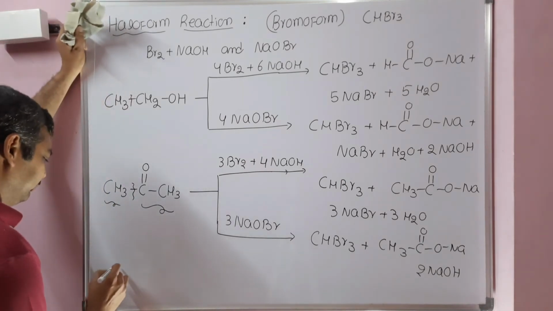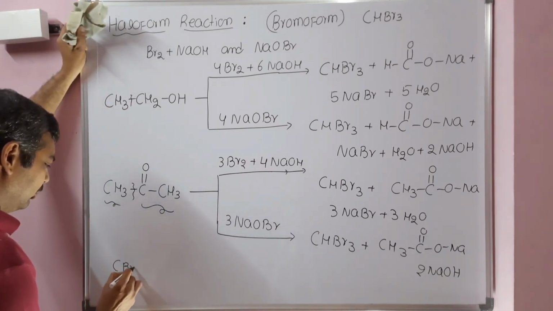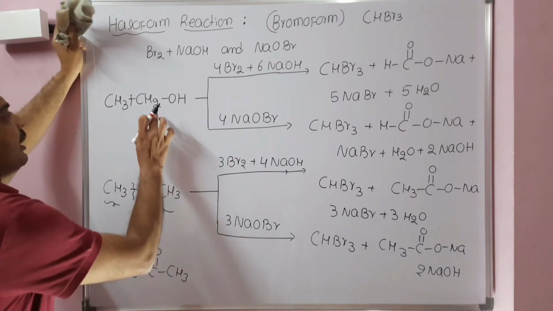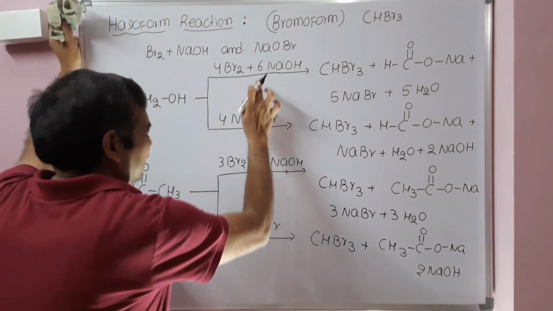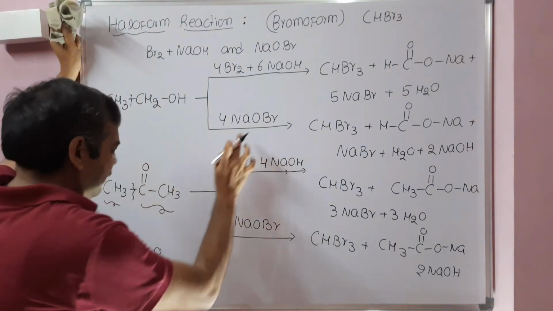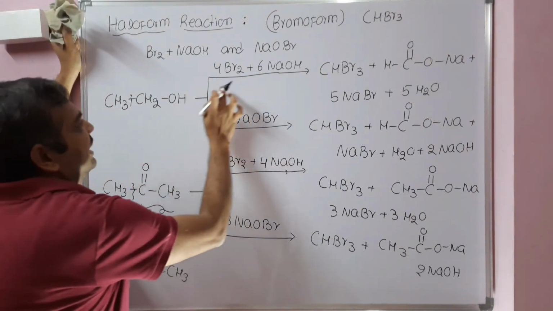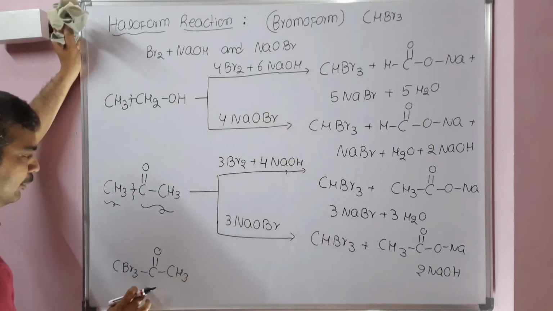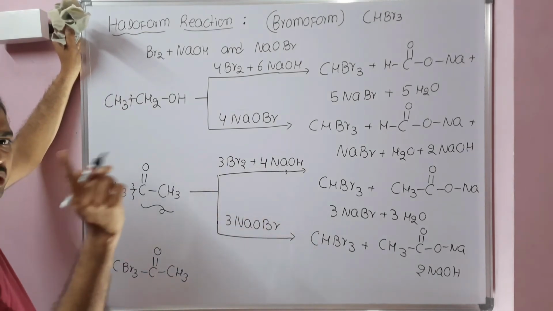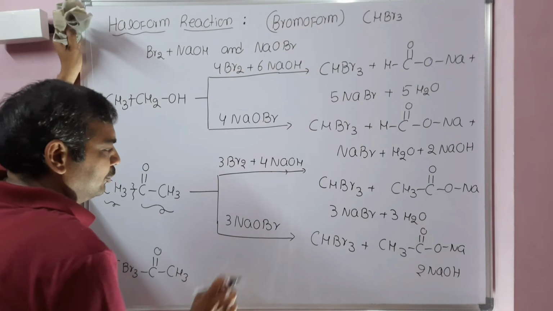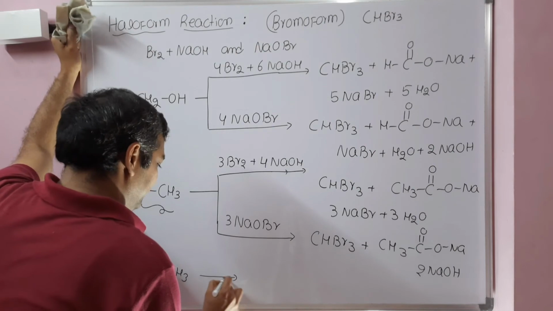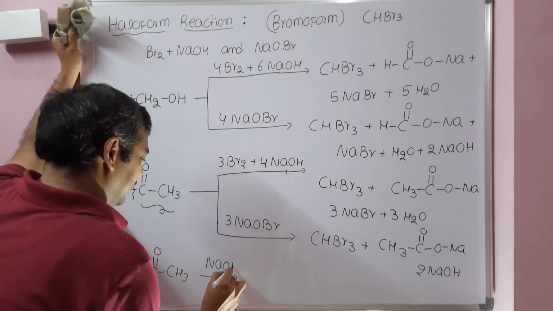Another way, the last way, is tribromoacetone. This tribromoacetone will be obtained here. So this reaction with this reaction will finally end up with tribromoacetone. When ethanol reacts with sodium hypobromite, we end up with tribromoacetone. Ethanol reacts with 4 moles of bromine, we end up with tribromoacetone. When acetone reacts with bromine and NaOH, or with 3 moles of sodium hypobromite, we end up with tribromoacetone. In the final step, it will react with sodium hydroxide.